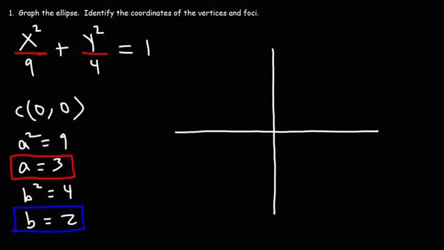So first, let's plot the center. a is under the x variable, so we're going to travel 3 units to the right from the center along the x-axis and 3 units to the left. So this gives us the coordinates of the major vertices, which is going to be (plus or minus a, 0), or (plus or minus 3, 0).